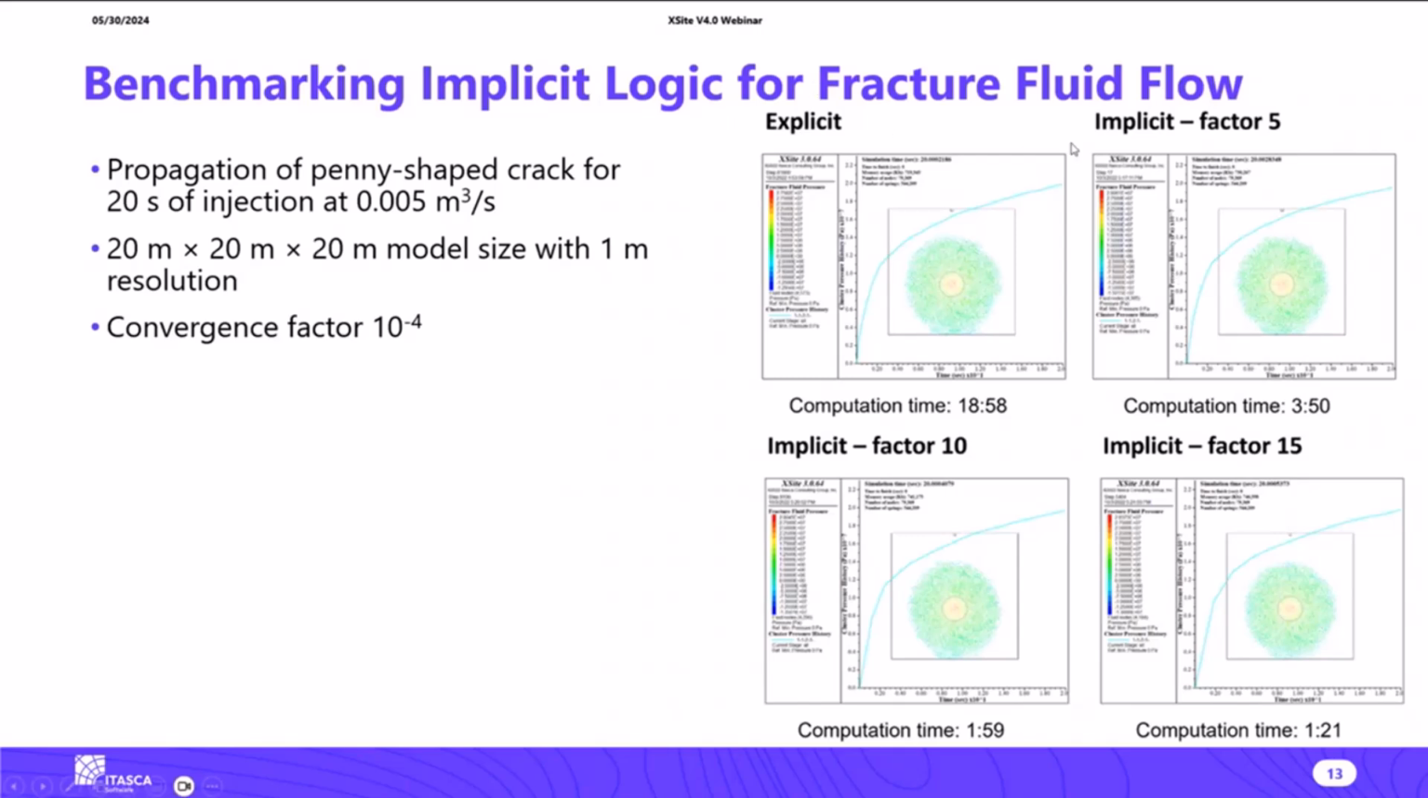Now, these four plots are done for the explicit simulation, which is the case where the time step multiplication factor is equal to 1, and then factors of 5, 10, and 15. At the bottom of each slide, we also show the computation time. For this particular example, the explicit simulation took almost 19 minutes. Exactly the same problem with a time step multiplication factor of 15 took 1 minute and 21 seconds. So you can see a significant speed gain.